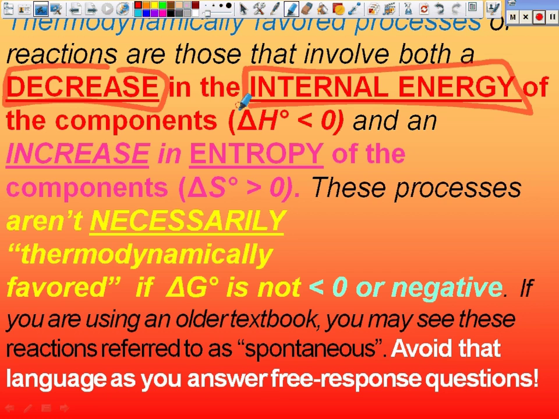These processes aren't necessarily thermodynamically favorable if delta G is not negative. Again, you can have both, or you can have one of them be and the other one not be, and delta G still could be positive. If you're using an older textbook, you may see these reactions referred to as spontaneous. Again, we are now saying thermodynamically favorable.